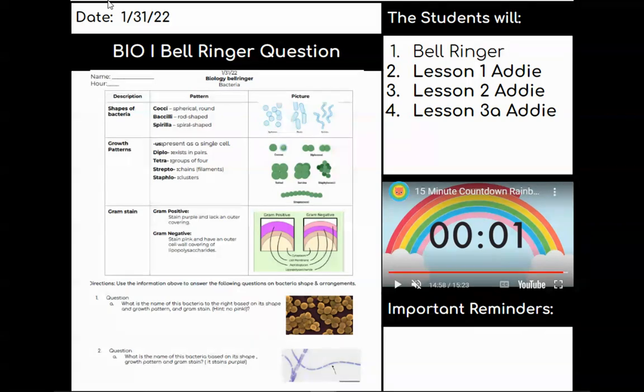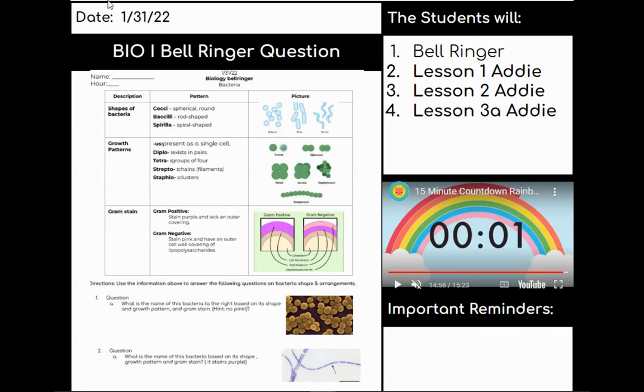For question 2, what is the name of this bacteria based on its shape, growth pattern, and gram stain? Who wants to try question number 2? What does the growth pattern tell you? So we have Strepto. What else? What's the shape? Rod. But what's the scientific name for rod? I feel like I heard you a little bit.